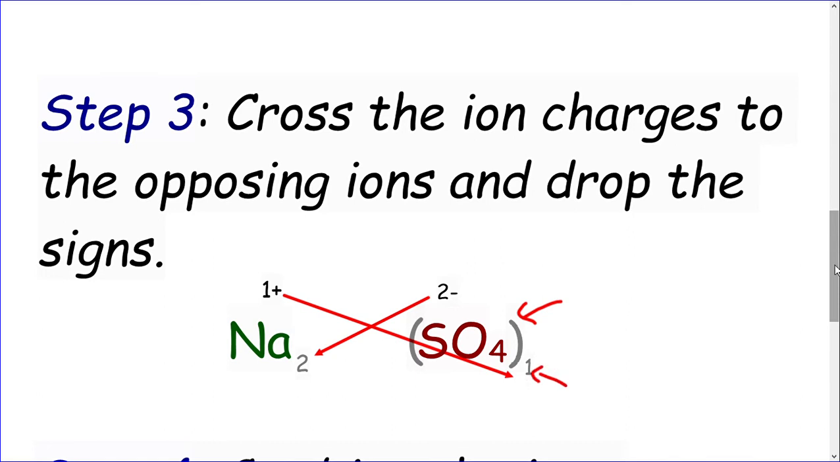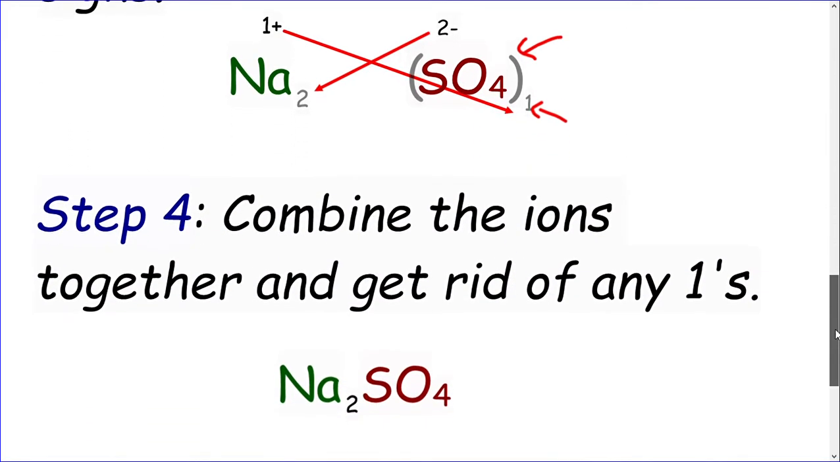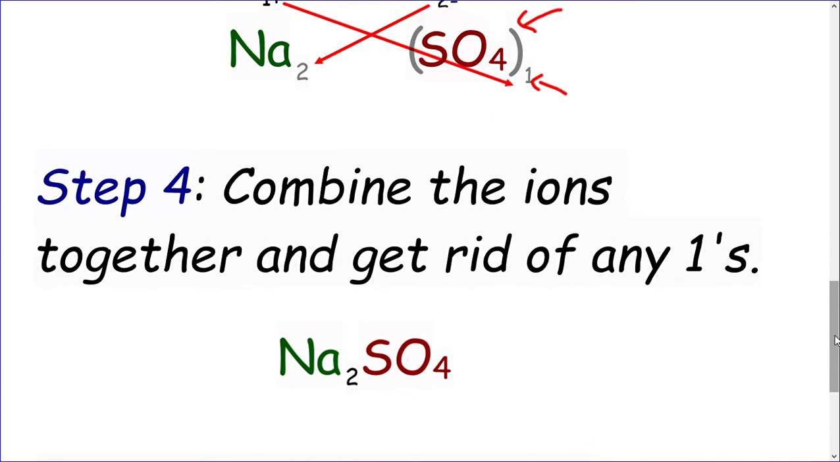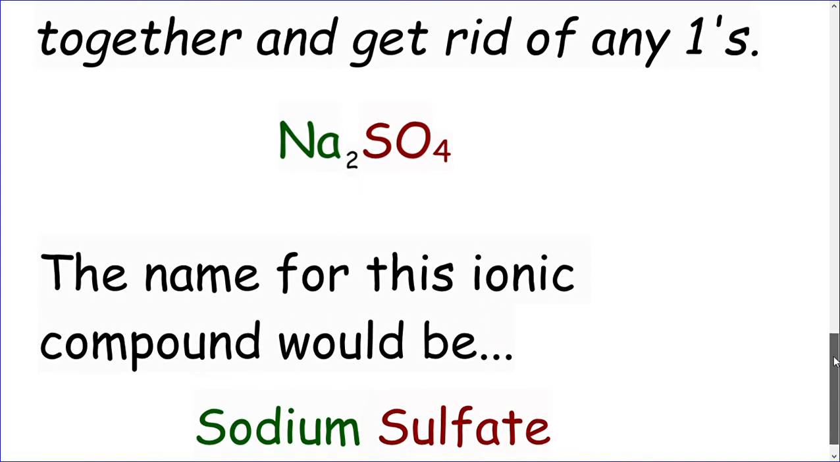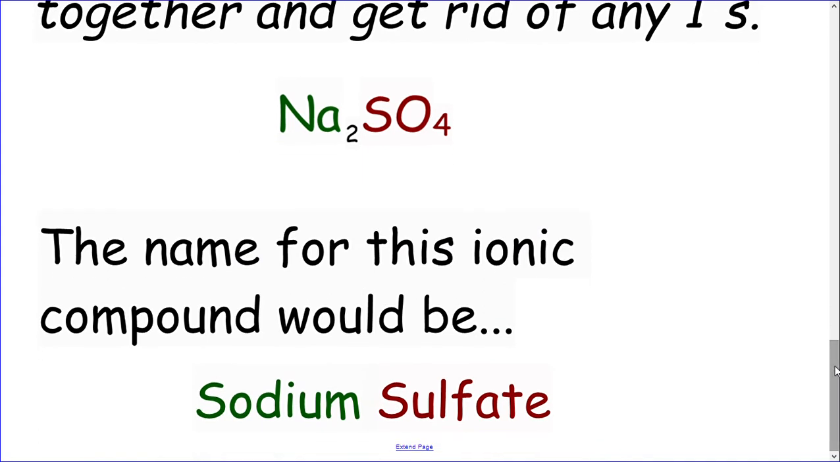I don't really need the brackets if it's just a 1, but if that number was a 2 or 3, then I'd have to keep the brackets and keep the number that's outside the bracket there. The 2 is going to cross over with the sodium, combine them together, I get Na2SO4. So the name for this ionic compound, in this case the polyatomic compound, would be sodium sulfate. So notice the ending doesn't change to IDE, it stays exactly the way it is.